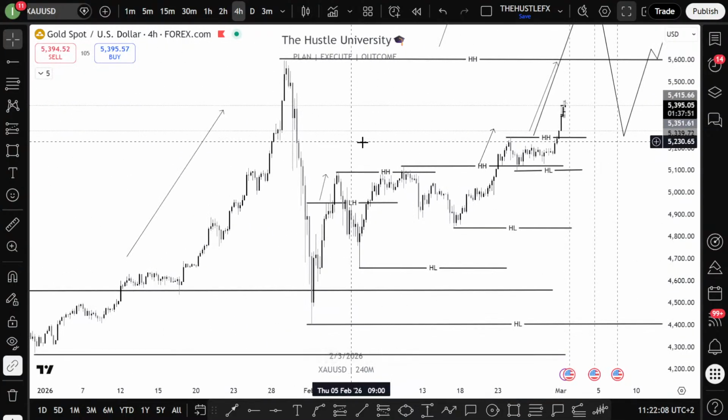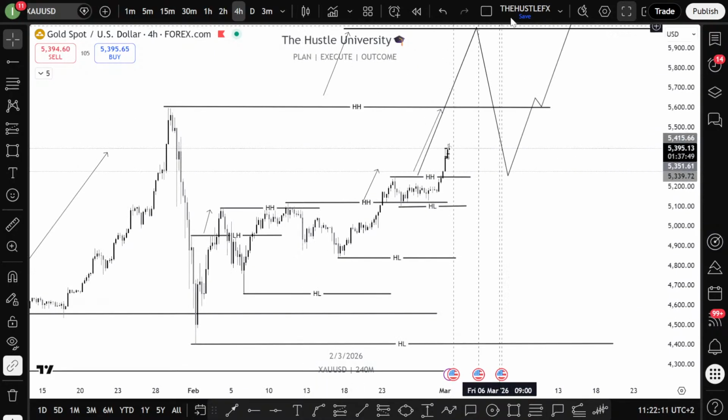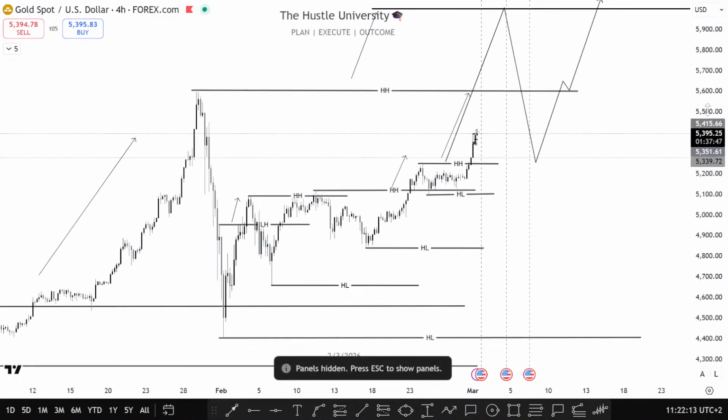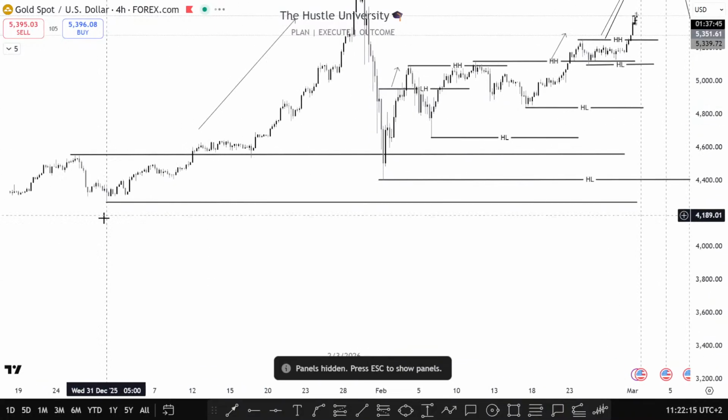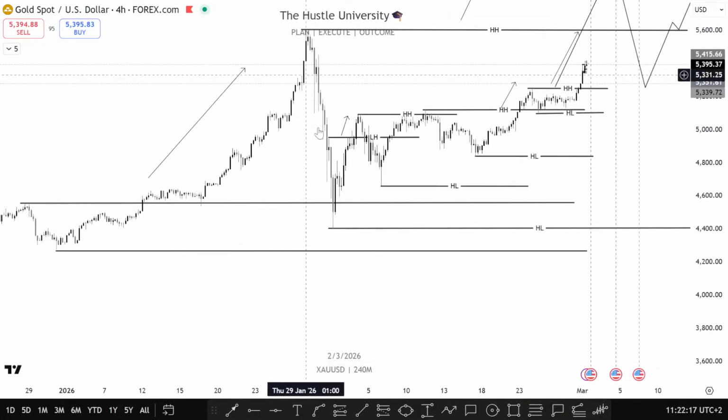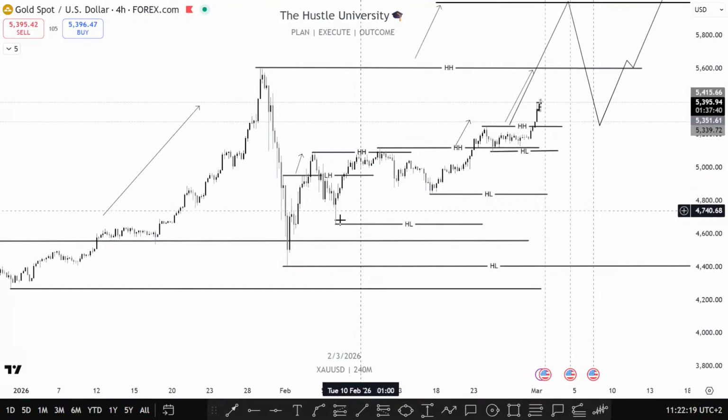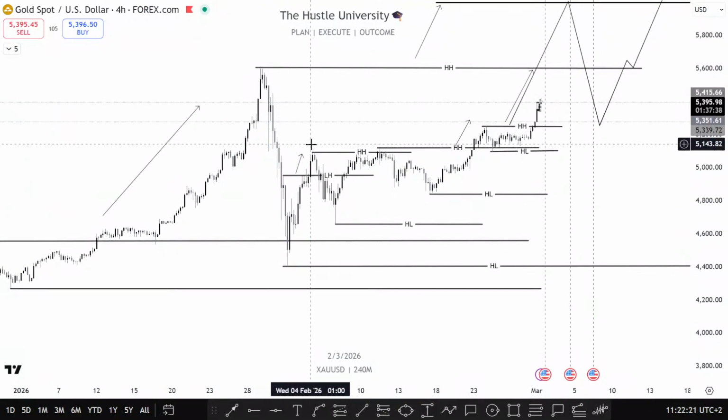So what I suspect is going to happen on gold is that we had price give us an indication from this range to the upside. Price came back to correct and gave us a high low. On a lower time frame, the likes of the 1 hour, we started to see gold.